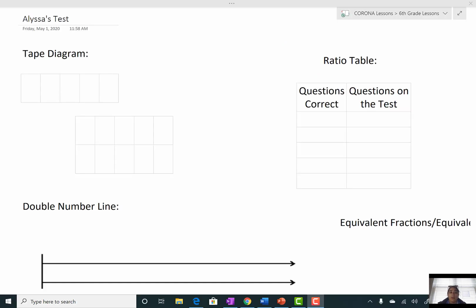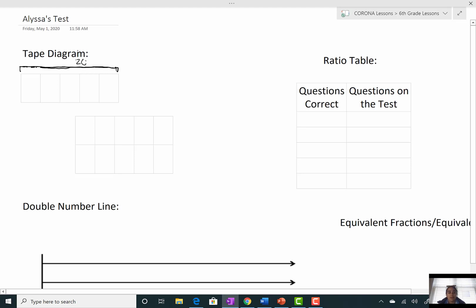All right, now I'm going to show you multiple strategies on how you can solve this problem, including what percentage Alyssa got right on the test, as well as if she needed to answer more questions to get the grade of an A. So the test was made up of 20 questions. So I'm going to first start with this strategy of a tape diagram. So this tape diagram has to add up to 20 questions.